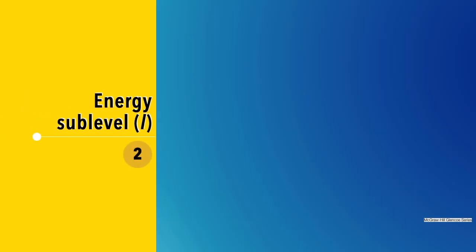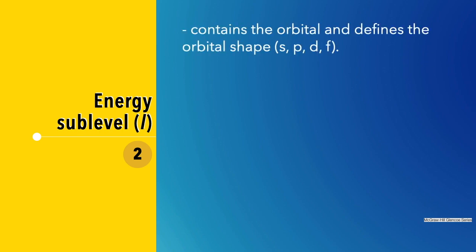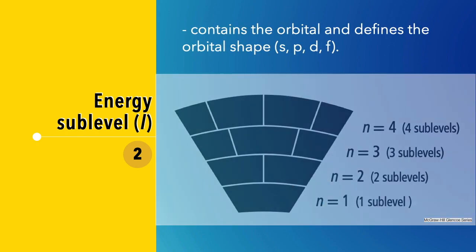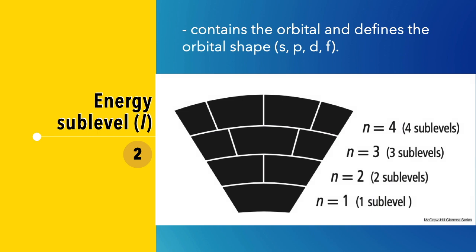Susunod naman is energy sublevel. Okay, so within energy levels, meron tayong tinatawag na sublevels. It contains the orbital and defines the orbital shape, which could be S, P, D, or F. So for example, sa unang energy level and n is equal to 1, we have 1 sublevel. Sa pangalawang energy level or n is equal to 2, meron tayong dalawang sublevel. Sa pangatlong energy level, meron tayong tatlong sublevels. At sa pang-apat na energy level, 4 din ang ating sublevels.